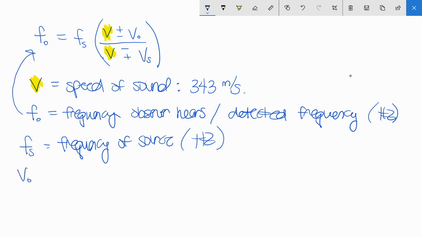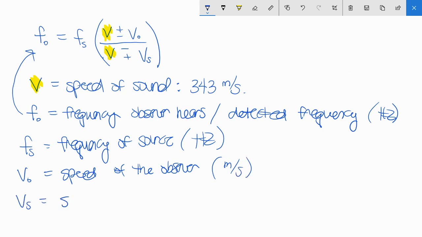V_O, I know we're used to seeing this as V naught, but this is actually the speed of the observer. Okay, how fast is the person who's listening actually moving? Are they stationary or are they moving? Okay, that's in meters per second. And then V_S is the speed of the source. How fast is that source moving?